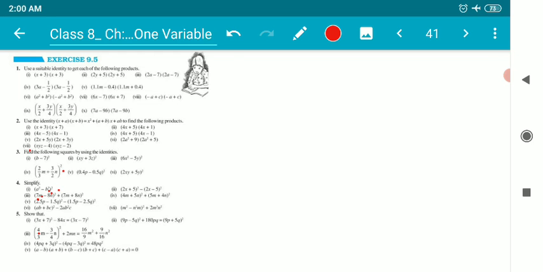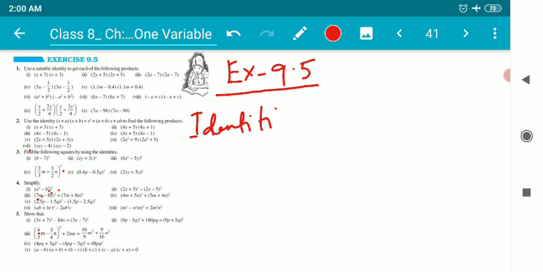So let us start exercise 9.5, question number 1. Children, before I start question number 1, let me explain some identities. The question is, sir, what is an identity? Identities are a kind of formula invented by mathematicians. After long observations and calculations, they come to a conclusion, and that conclusion they express in the form of identities or formulas.